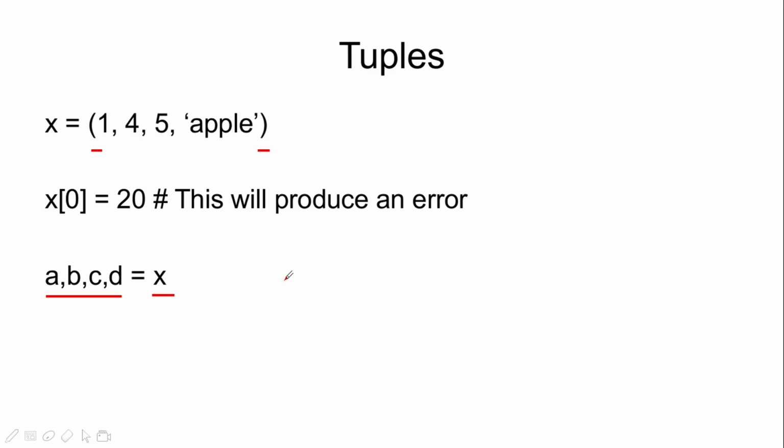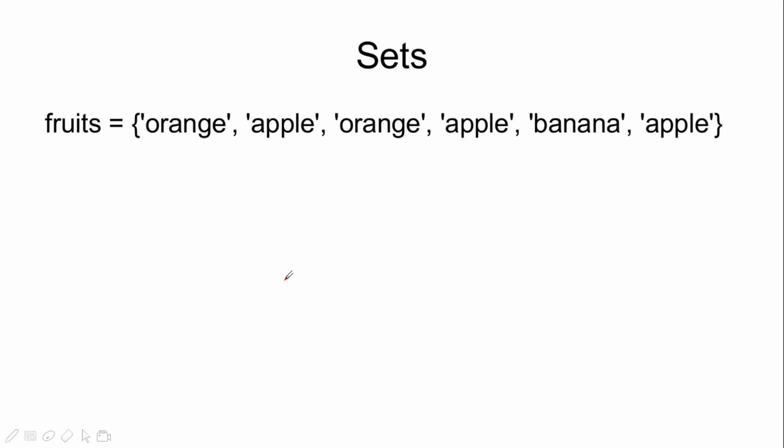Next, we will be learning about sets. A set is a collection with no duplicates, and item order doesn't matter. It also supports set operations like intersection, difference, union, etc. To declare a set, we use curly braces like dictionary.